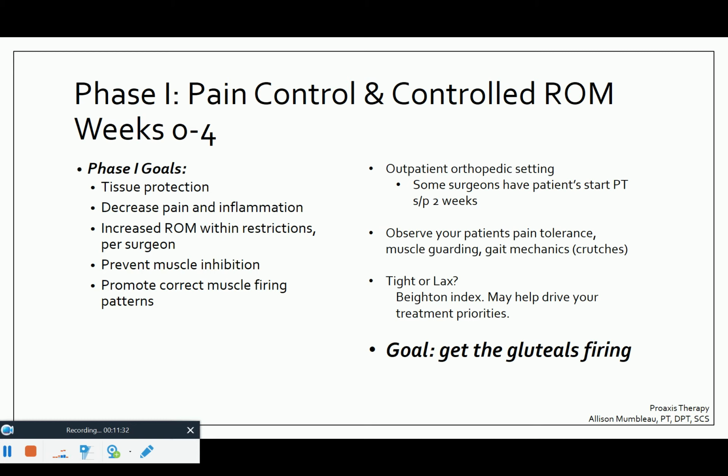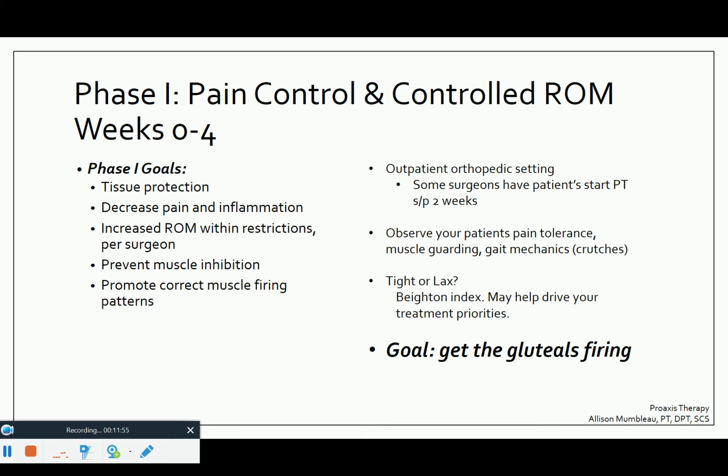They're going to be using crutches if they have a labral repair. You want to kind of determine if they're a tight person or a lax person. You can do this using the Beighton Index. This may help drive your treatment priorities. If you have someone, a male, for instance, that is extremely tight, you're going to work on flexibility early on so that he has a better outcome long term.